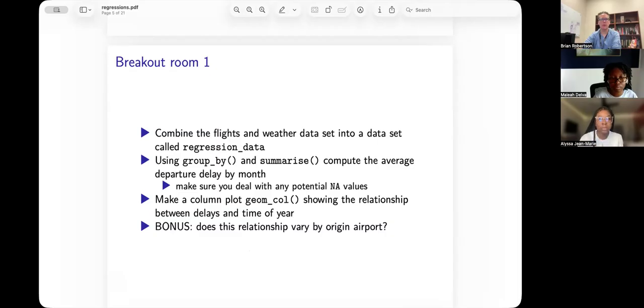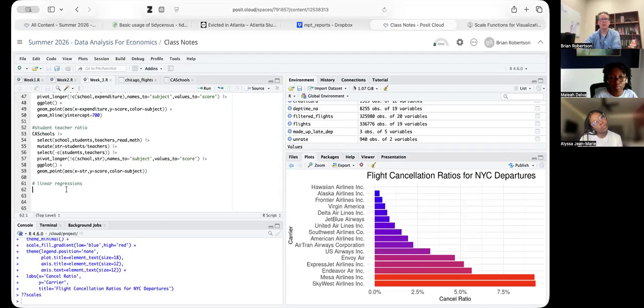So let me share my session. Safari, class notes, share. All right. So linear regressions. Question: is there a relationship between weather and flight delays? Question mark. All right.